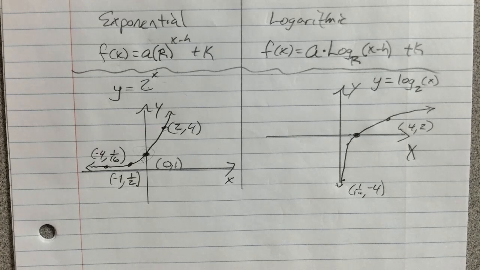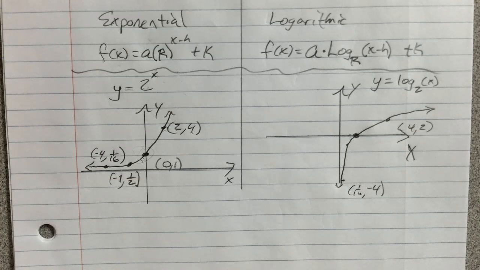What symmetry do graphs of functions and their inverses have? What is that type of symmetry called?